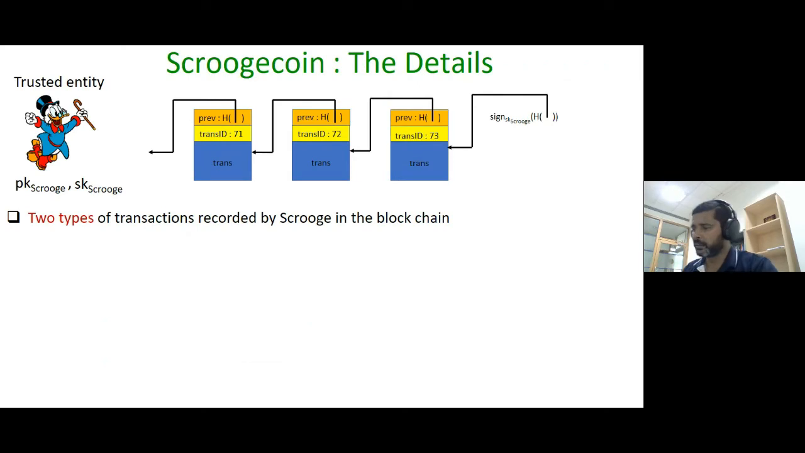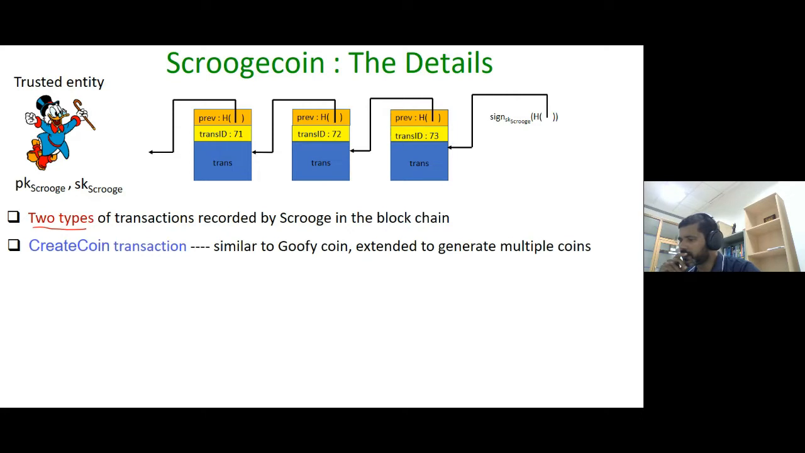So let's see some more details here. There will be two types of transactions again. One will be create coin, where new coins are minted and distributed by Scrooge. And another kind of transaction will be the pay transaction. The create coin transaction will be similar to Goofy coin. But for simplicity, we will create multiple coins, and all those coins generated by Scrooge are tied together and kept in a single block. This is just for the sake of efficiency, so that we can put together multiple transactions in a single block. Because if we record just a single transaction in a single block, that will be an enormous wastage of resources.